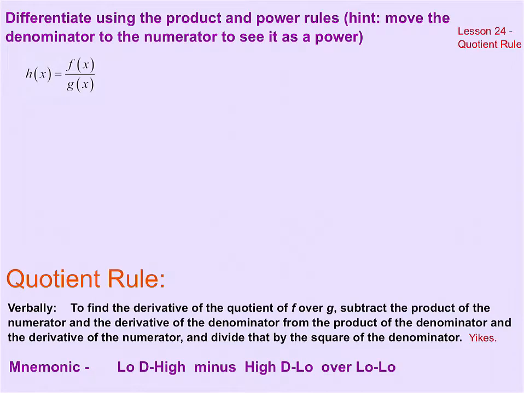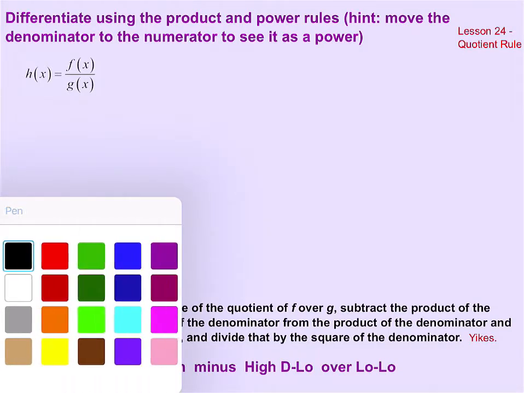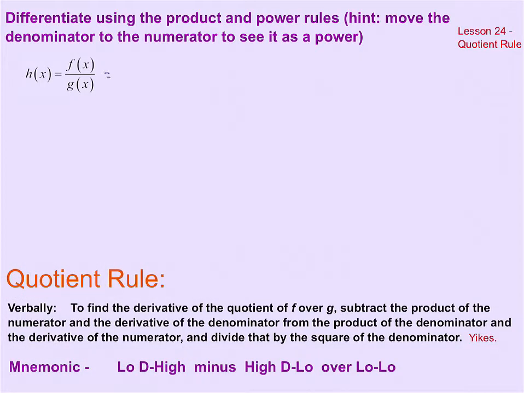Today we're going to talk about the quotient rule, how to find the derivative of a function that is a quotient of two others. So let's start with a function that is a quotient of two others. h of x is f of x over g of x. Now we can of course rewrite that as f of x times g of x to the negative first, or the reciprocal of g of x, in which case it now looks like a product, which we are familiar with.